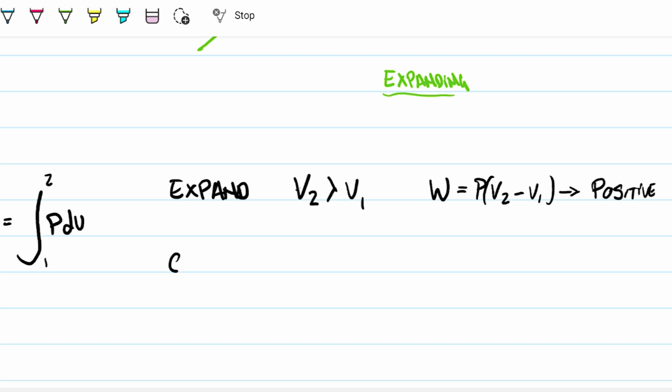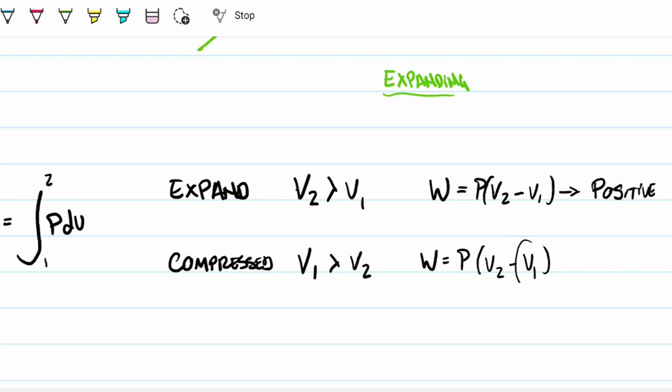If it's being compressed, then my volume 1 will be greater than my volume 2, right? So therefore, this becomes P of (V2 minus V1), yet V1 is greater than V2, so this whole number is going to be negative, so this becomes a negative number. So when I solve these problems, this is the kind of convention that I use, right? If my system is expanding, if the fluid is increasing in volume, that's going to be positive work. If it's being compressed, then it's going to be negative work.